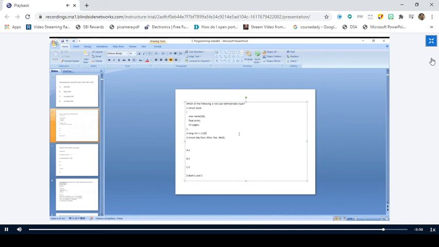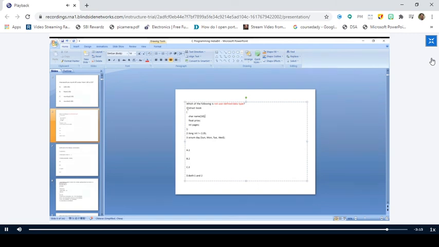Now can you see the screen? What is the output? Simple, very simple. Which of the following is not a user defined data type? Can you see the screen or not? Option 2, sir. Not a user defined data type.